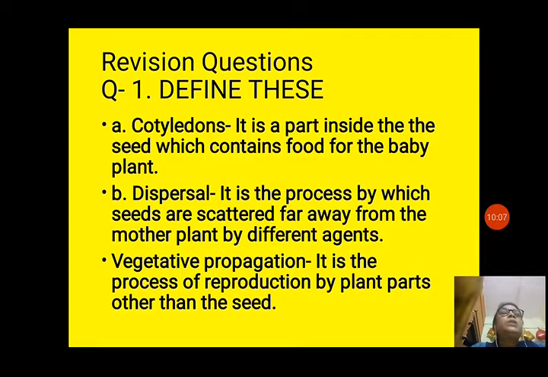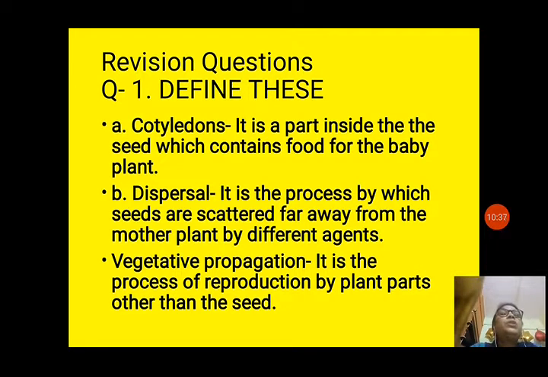Second is dispersal. It is the process by which seeds are scattered far away from the mother plant by different agents. The different agents are wind, water, animals, and sometimes explosion also, like cotton plants. They are also light, and when they explode, they fly in the air and move from here to there. Some explode, like peas and balsam, which burst and spread their seeds.